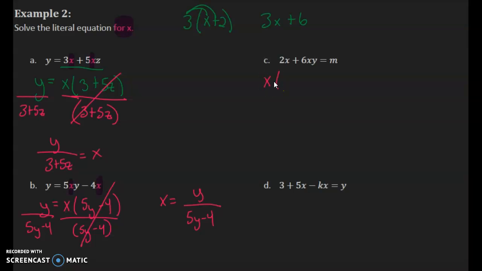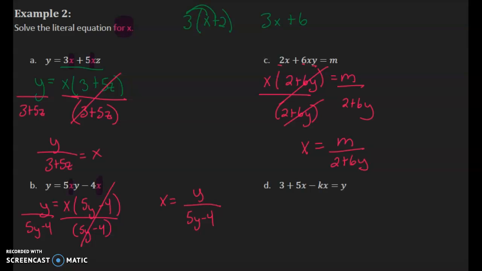So we're going to undistribute the x, pull it out of everything, and what we'll have left is 2 plus 6y. Now that's multiplying x times all of that parentheses, so let's divide by all of it. So when we divide by 2 plus 6y, our answer is x equals m divided by 2 plus 6y. So this is the same thing as we've done in the past. It's just that there's more variables, but we're still just rearranging for a variable.